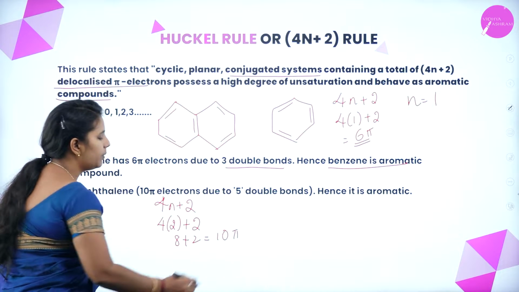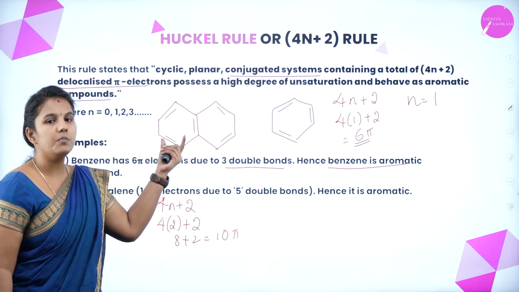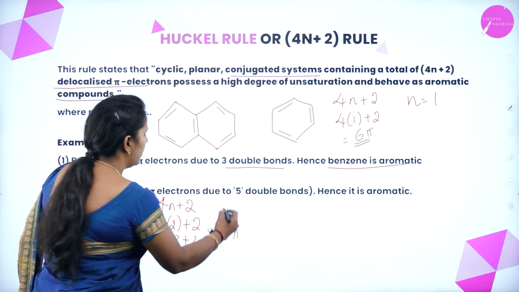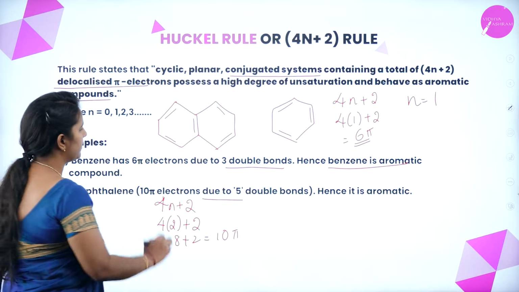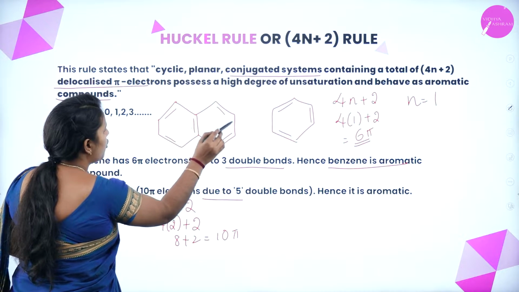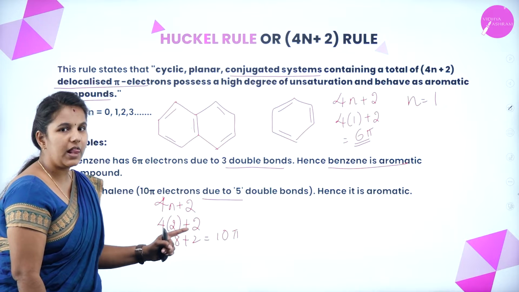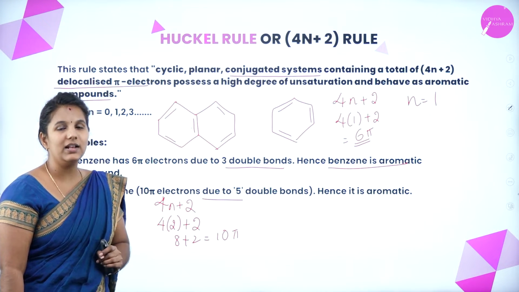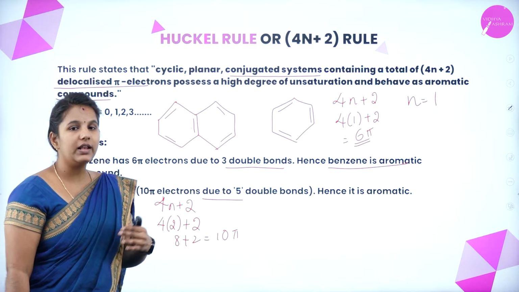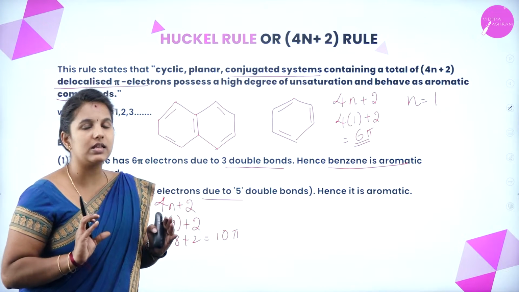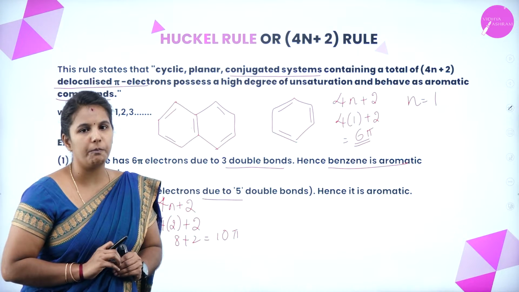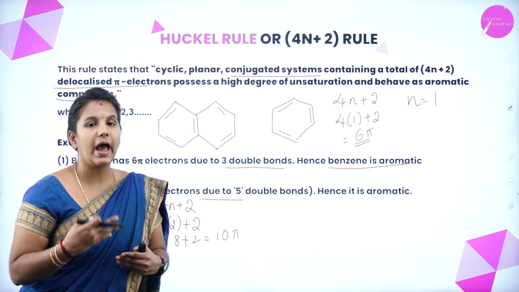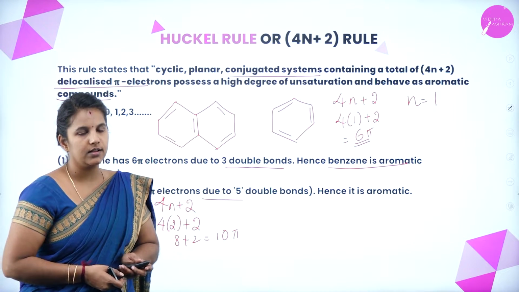So, there are 10 pi electrons in naphthalene, and these 10 electrons are nothing but 5 alternating double bonds. Is it right? 1, 2, 3, 4 and 5. So, there are 10 pi electrons which are nothing but 5 double bonds. Hence, this is also aromatic in nature. This is how we can easily predict the aromaticity in benzene containing compounds. Or you can say they are nothing but benzenoids, which show aromatic character.